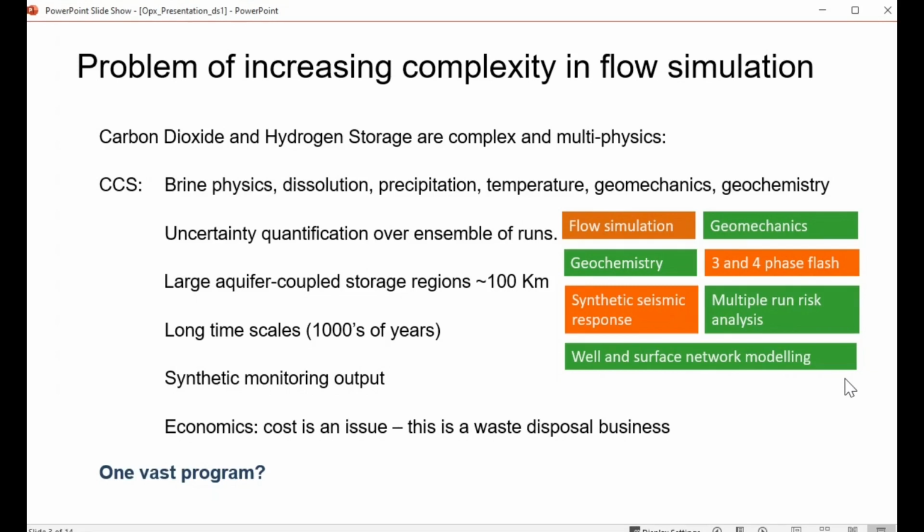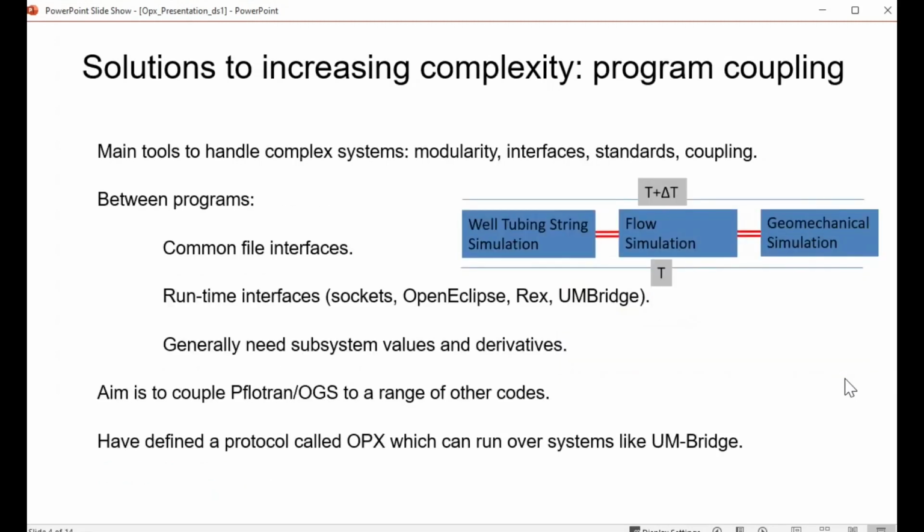So one thing you don't want to do, I think we can say with some confidence, is put all this into one vast mega program. So we have to split it up in some way. Now, we all know that to handle complex systems, the standard approach is modularity, interfaces, and coupling, well-established solutions. In the reservoir simulation business, there's at least been a well-defined common file interface based on what Eclipse did 30-odd years ago. And we're now looking at runtime interfaces, sockets. OpenEclipse again is a proprietary solution produced by Schlumberger. REX is another proprietary solution owned by AspenTech.